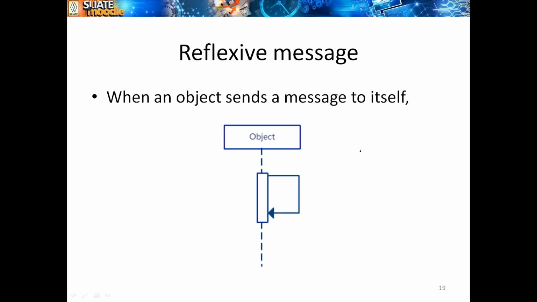This means deletion, right? Reflexive message: when an object sends a message to itself. I told you about the initialize component method in my scenario. It is the same in form load, like in C# or .NET. Some method called initialize components is called, and all the components need to be initialized. This runs on itself. The object sends a message to itself.